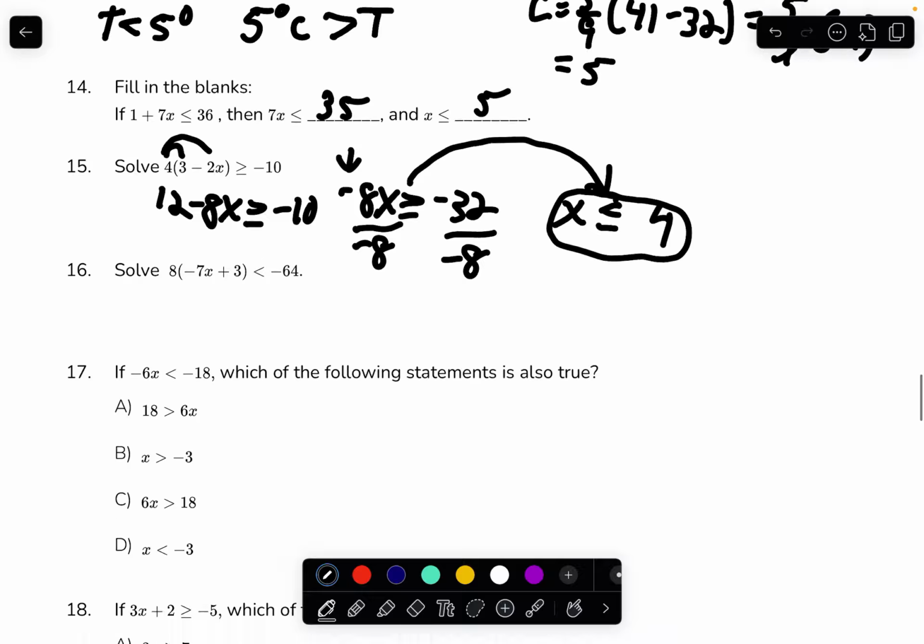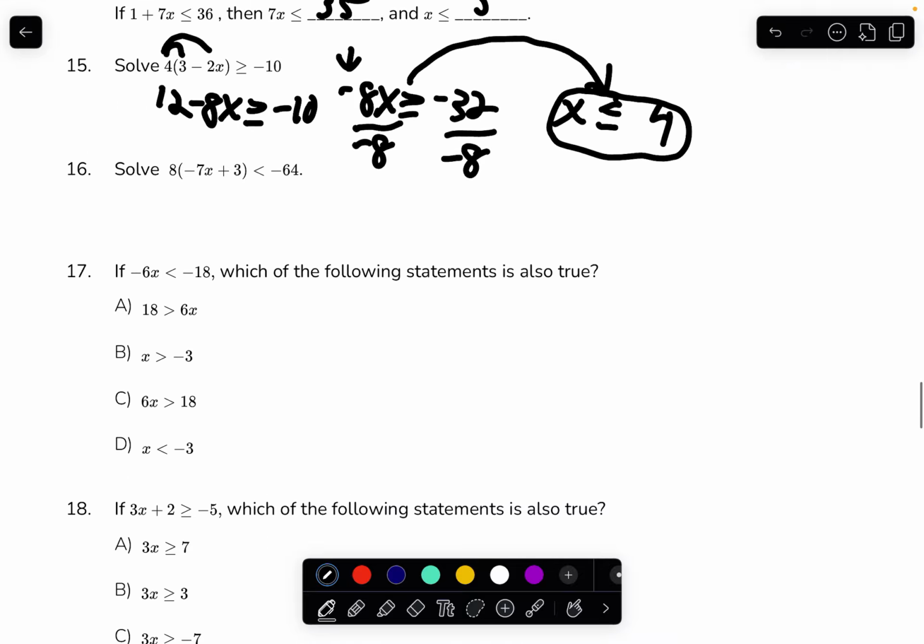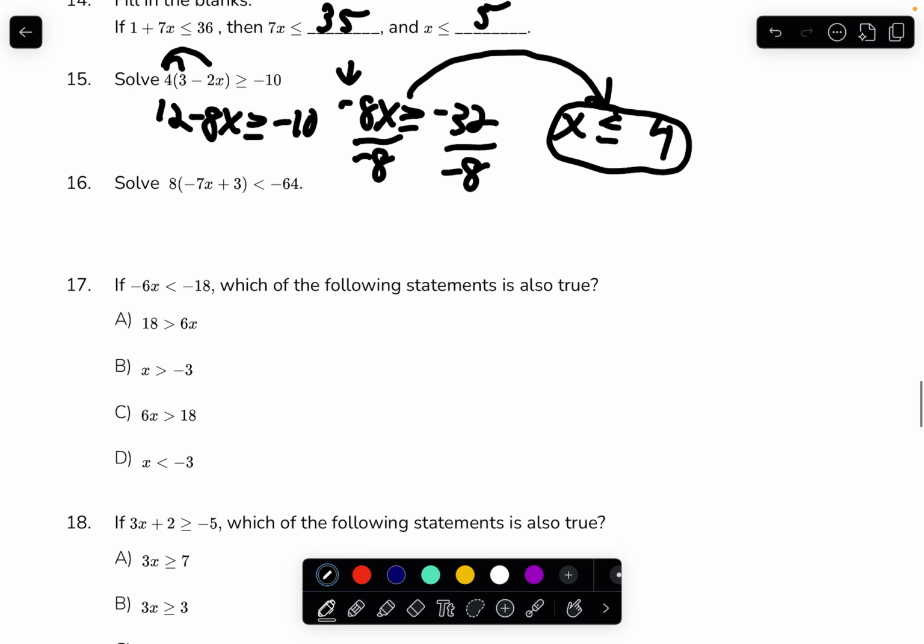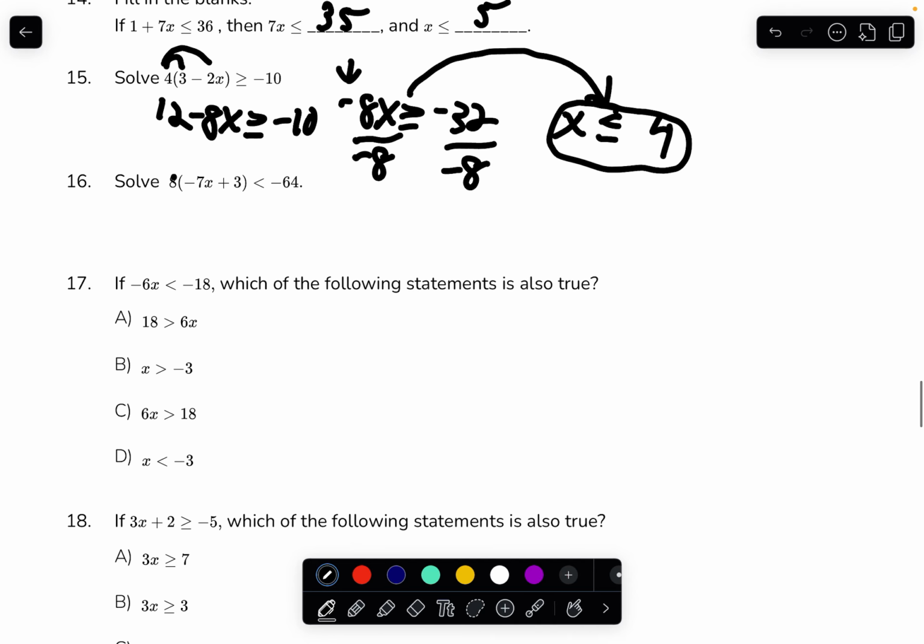All right, here's another one, just like the other one. I gave you a couple of these. Personally, since 8 goes into 64 evenly, I would instantly divide by 8. So then we'll just be left on the left with negative 7x plus 3 less than negative 64 divided by 8, which is negative 8.